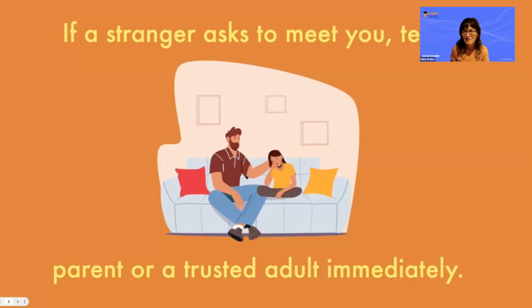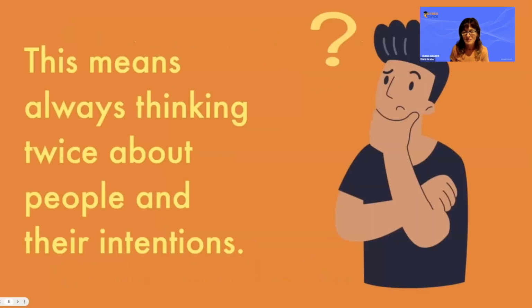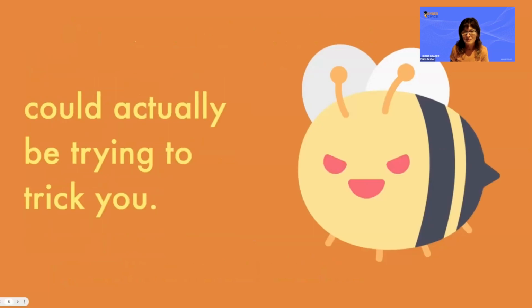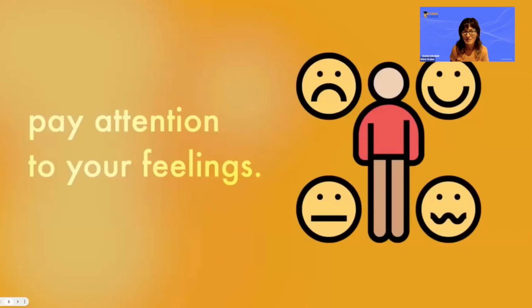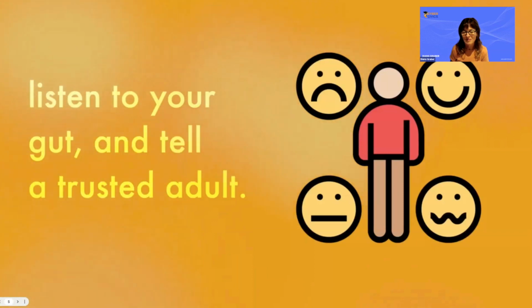If a stranger asks to meet you, tell a parent or a trusted adult immediately. Practice skepticism. This means always thinking twice about people and their intentions. Someone who might seem super nice and helpful could actually be trying to trick you. And lastly, pay attention to your feelings. If something online makes you feel uncomfortable or unsafe, listen to your gut and tell a trusted adult.